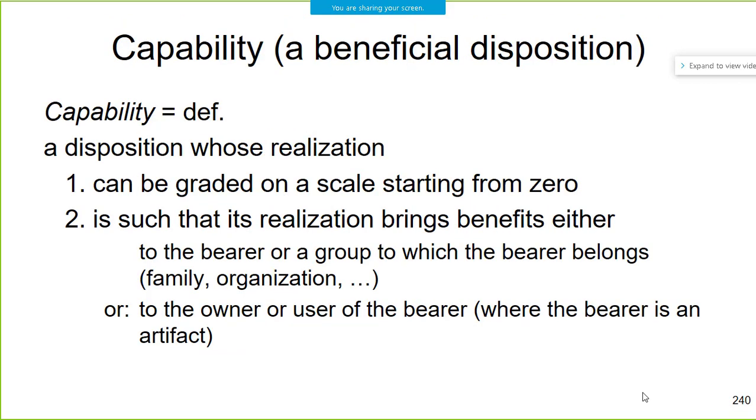And now, some dispositions are beneficial. And we call those dispositions capabilities. And this applies not just to dispositions of human beings, but also dispositions of equipment.